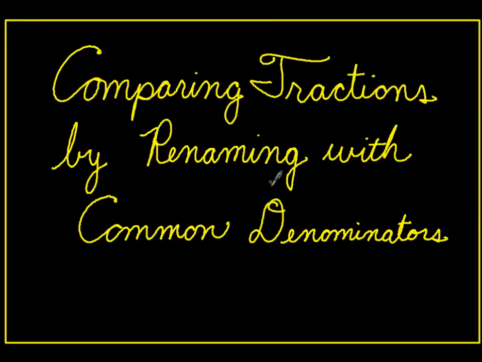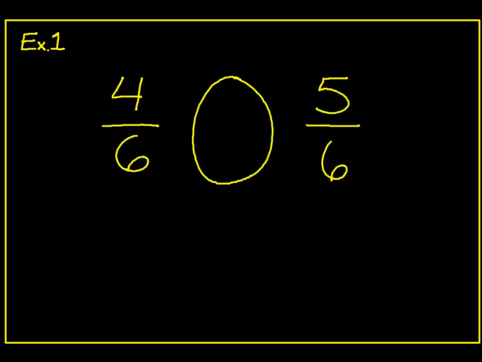The title of today's lesson is Comparing Fractions by Renaming with Common Denominators. The first sample we have here shows two fractions with common denominators, so it's just a matter of looking at your numerators and seeing which one is bigger than the other. In this case, it's easy to see that 4/6 is less than 5/6.